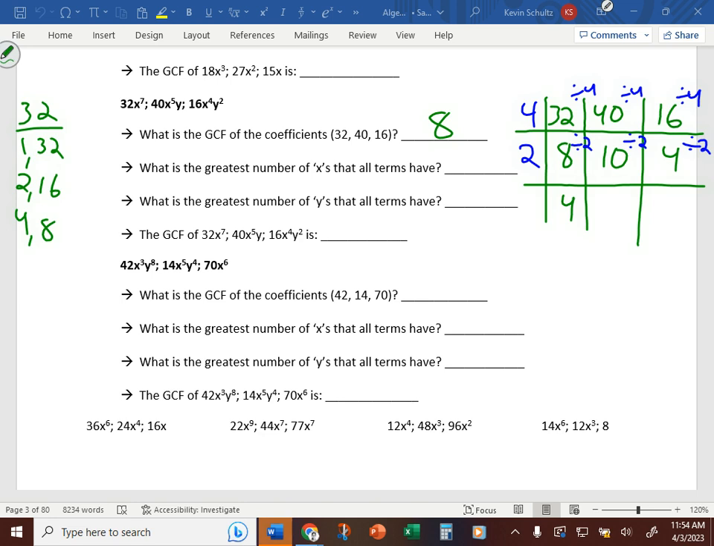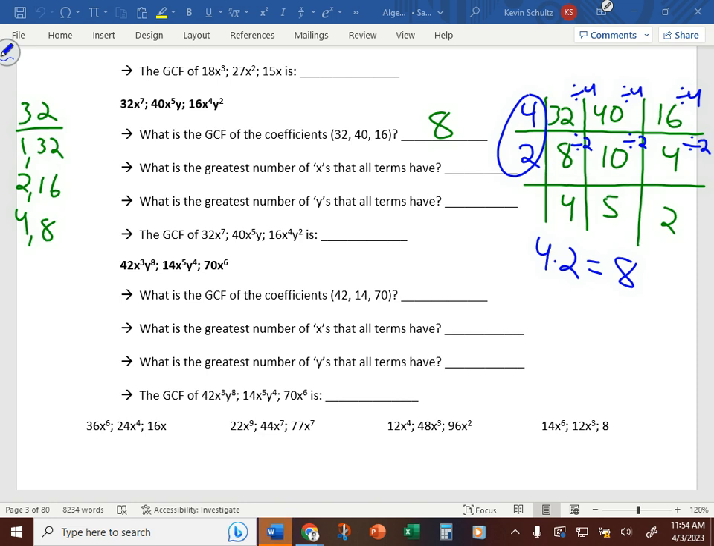8 divided by 2 is 4. 10 divided by 2 is 5. 4 divided by 2 is 2. Are there any other numbers that go into 4, 5, and 2? No. So you know that you'd be done. You've got as far as you can, taking out numbers from all 3 of them. And then your GCF just comes from the product of the numbers that you have on the side there.